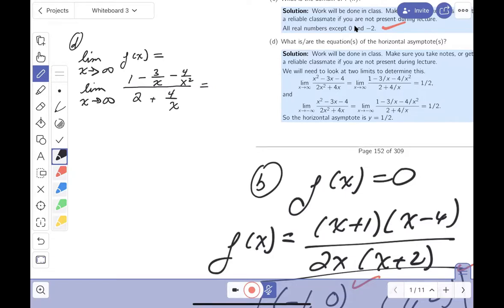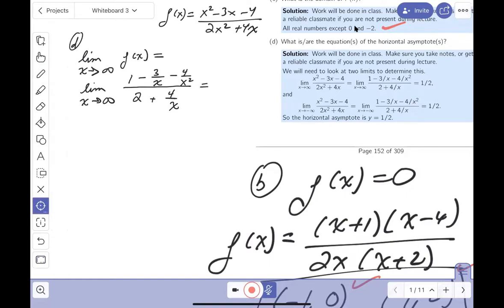I want to remind you what f of x is. f of x is x squared minus 3x minus 4, and the bottom is 2x squared plus 4x. Again, I want to emphasize this to you. The highest degree variable in the problem is x squared. We are dividing every term, top and bottom, by x squared. We get this over here.